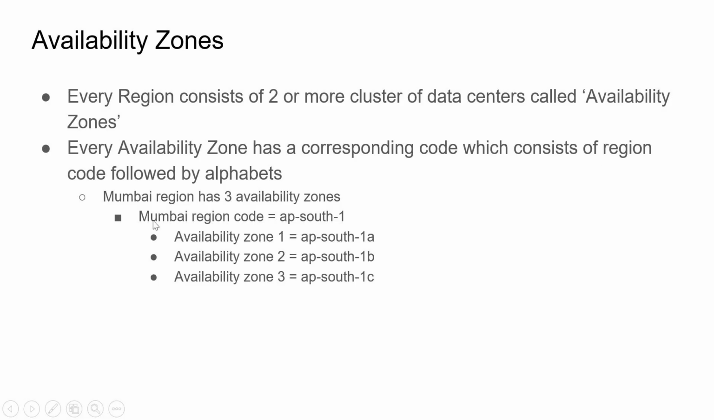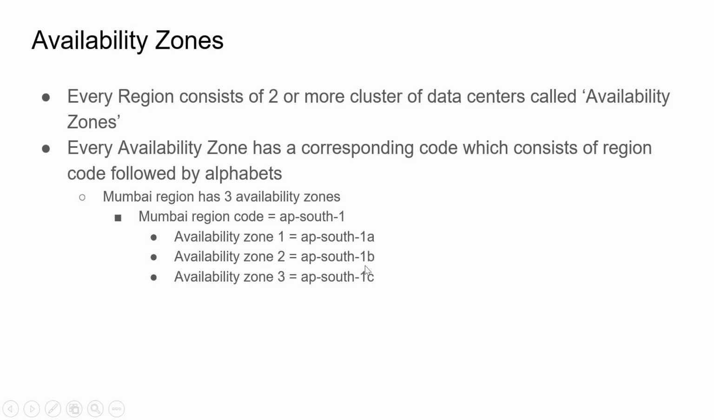So for example, the Mumbai region has three availability zones. The Mumbai region code is this one, AP South 1, as we know already, and it contains three data centers. Now, the first data center we call availability zone 1. We won't call it a data center, we call it availability zone 1. What is the ID? Just add the region name and an alphabet A, that's all. Up to ap-south-1 is the region name, just add an alphabet over there. And zone 2 is B and zone 3 is C.